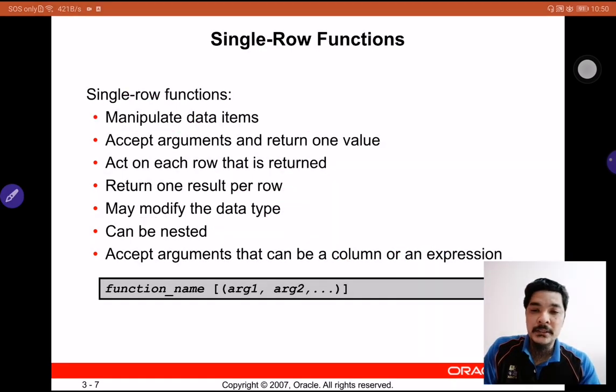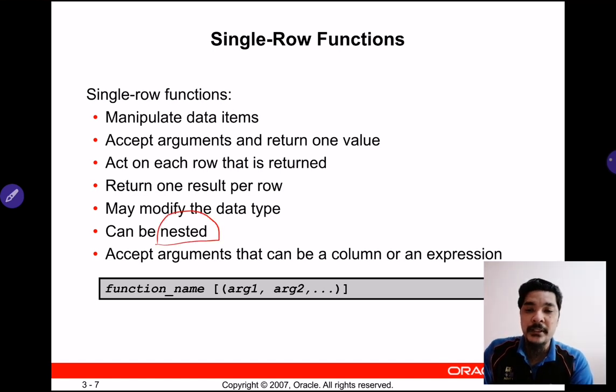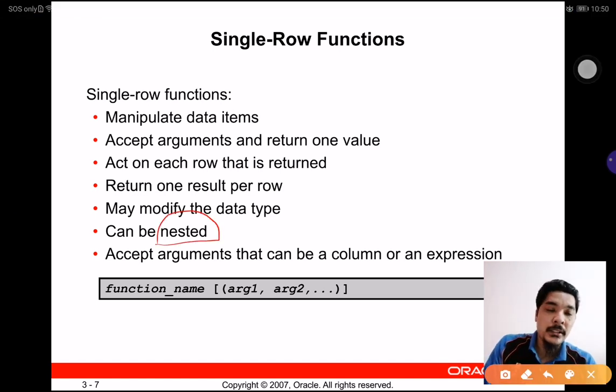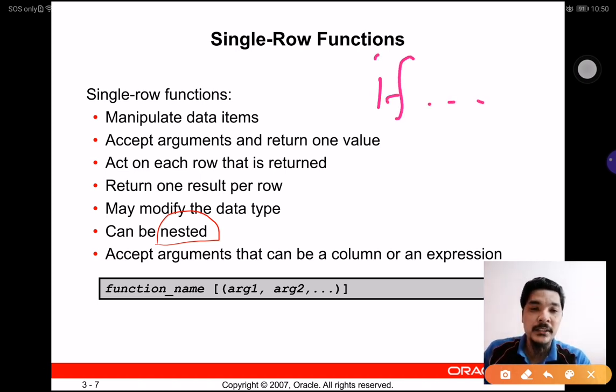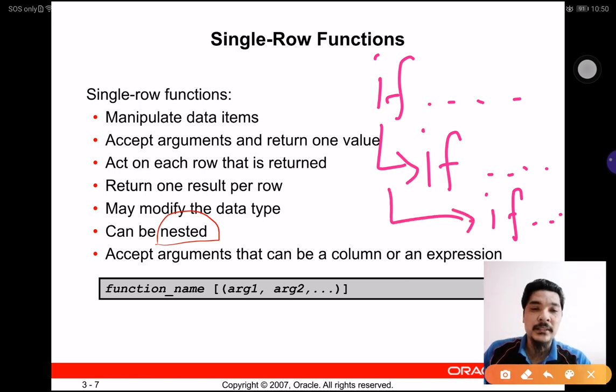The next point is that they can be nested. Nested means, for example, in a select we have another select. Or if we have an if, and inside the if we have another if, and inside that another if. This is what we call nested.